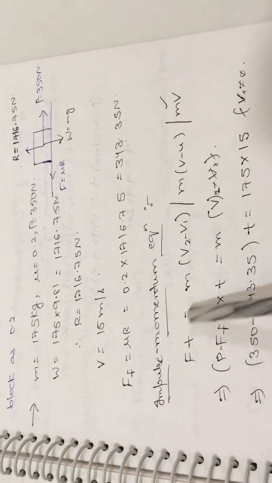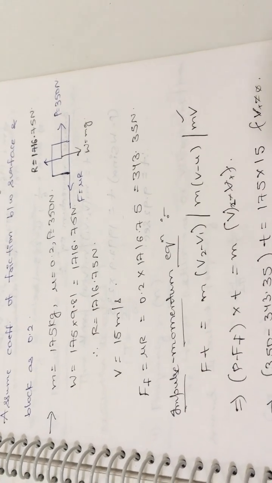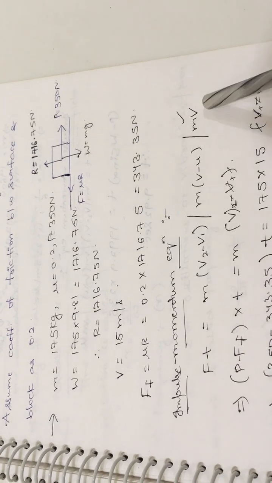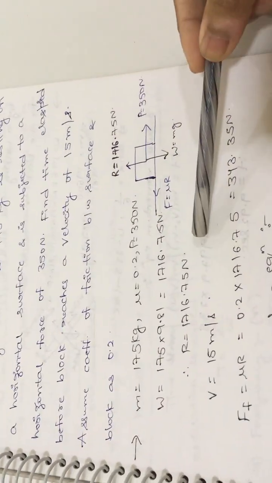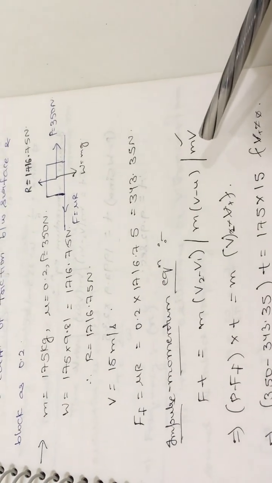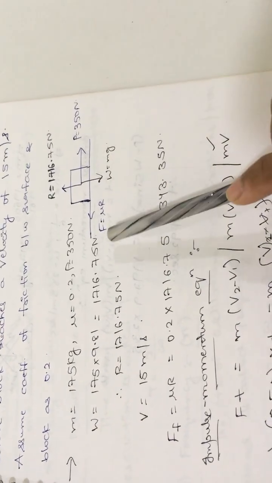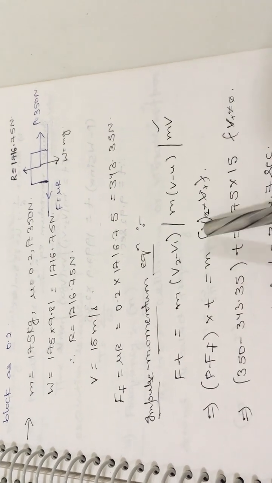That is nothing but Ft is equal to m into v2 minus v1, or m into v minus u, or m into v, or m into u. Now out of all these, we have to select the m into v value, because in this question only one velocity value is there, that is the final velocity. So here we have to use the m into v value. Now in place of the F, you will get the two force values, that is P minus FF. So (P minus FF) into T is equal to m into v.